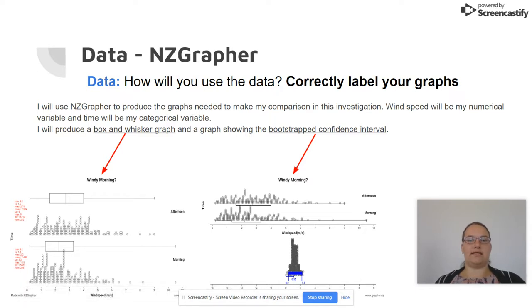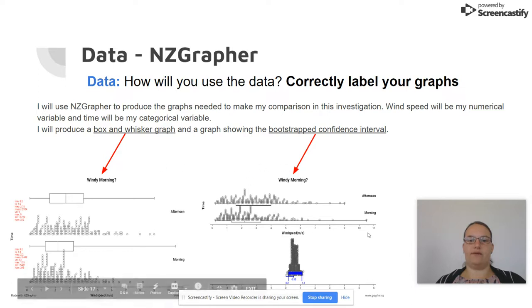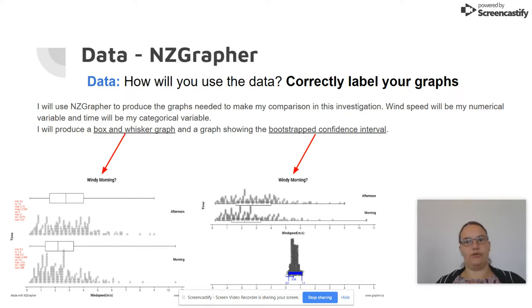So, and we have to write this statement. I will use NZ-Grapher to produce the graphs needed to make my comparison in this investigation. Wind speed will be my numerical variable and time will be my categorical variable. This should not be the first time that you're saying what your two variables are. It should be in your purpose as well. I will produce a box and whisker graph, which is this one over here, and I will produce a graph showing the bootstrapped confidence interval, which is this graph over here. Once I've produced these graphs, then I can start my analysis. If you are unsure about using NZ-Grapher, please look at the NZ-Grapher instructional video on the next slide.